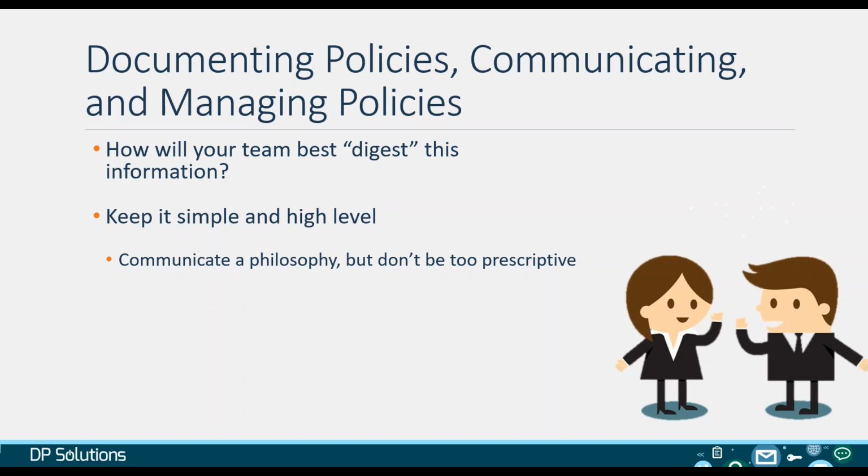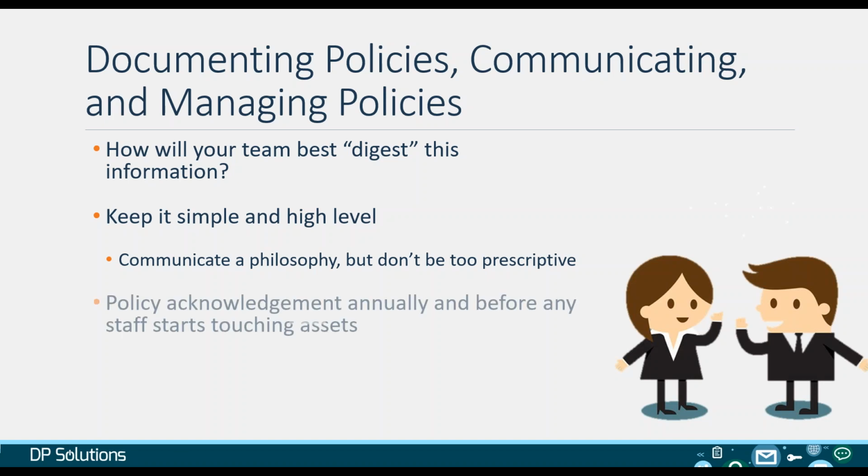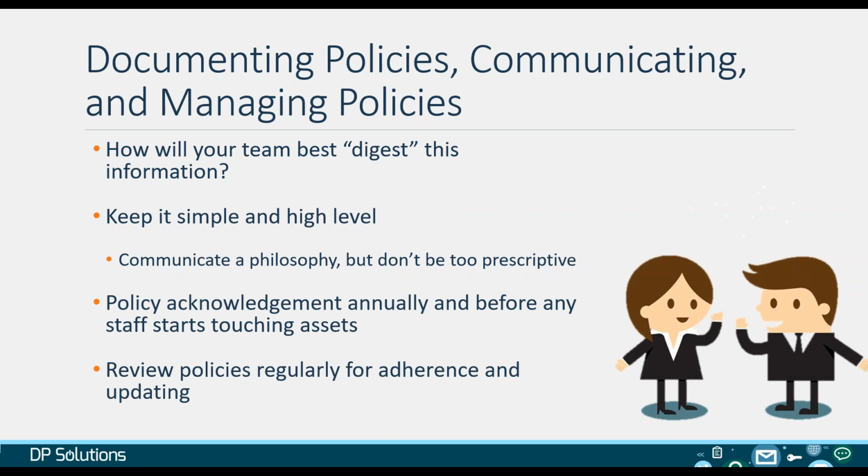That way, if something is not properly illustrated in policy because we haven't thought about it yet or it's a new challenge, at least we know who to communicate with so we can improve our policies, and at least show that we've thought about things before acting on them. I usually recommend annual acknowledgement of policy, and before any staff starts touching assets, as we alluded to earlier. And there has to be review from management, in particular the incident response team when it comes to disaster policies, that these policies are reviewed regularly for adherence and updating. I usually recommend annually at minimum.